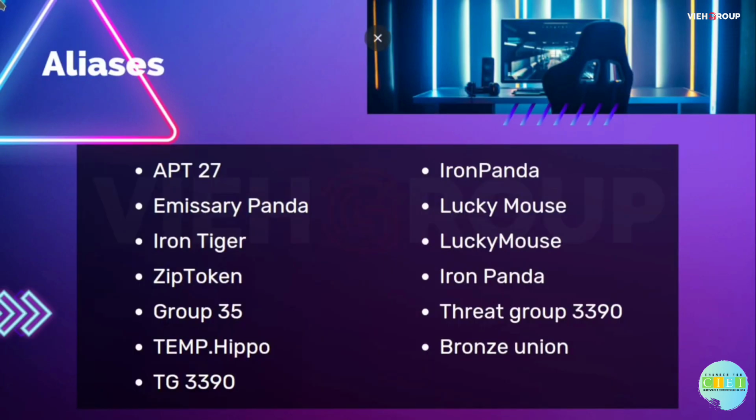So these are a couple of names which are associated with APT27. Whenever you see any of these names, it means APT27 is there. The first name is APT27 for sure. Emissary Panda is the same name as APT27. Iron Tiger, Jeep Token, Group 35, Temp.Hippo, TG3390, Iron Panda, LuckyMouse, Threat Group 3390 and Bronze Union. These are also the names of this specific APT27 group.